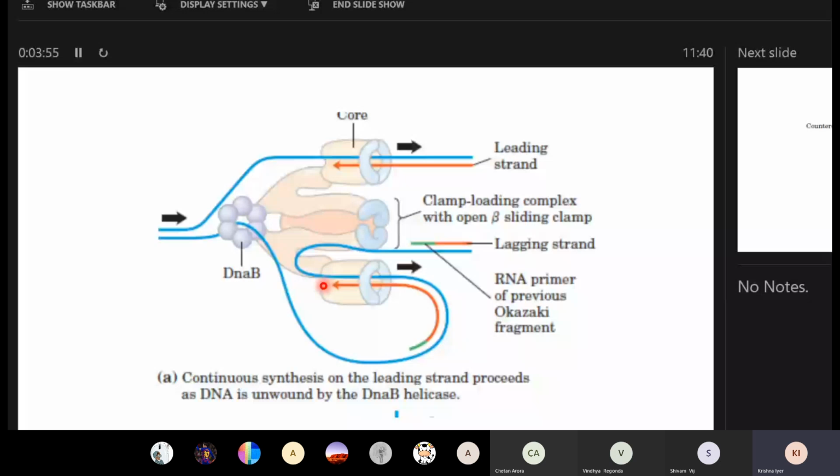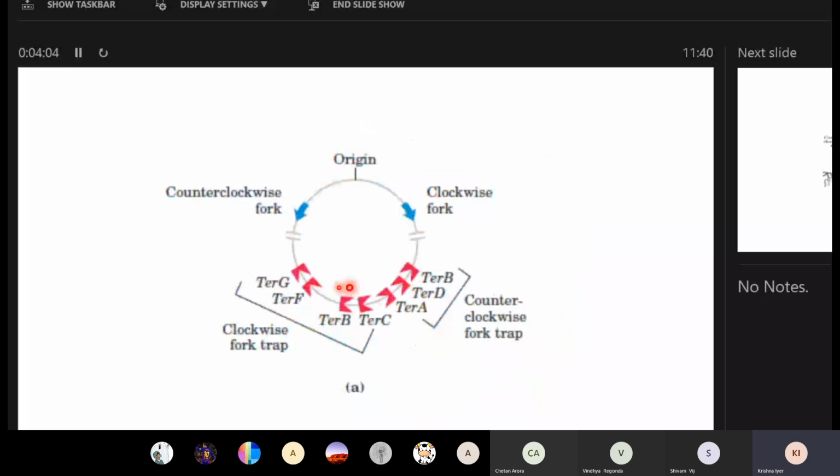Now, if you imagine a circular double-stranded DNA and you start your DNA replication at this point, and your replication forks are moving in either direction, you find that after a while, as replication proceeds, both the replication forks, if they're moving at about the same pace, will reach a point which is diametrically opposite to where the origin of replication is, or where the replication actually began.